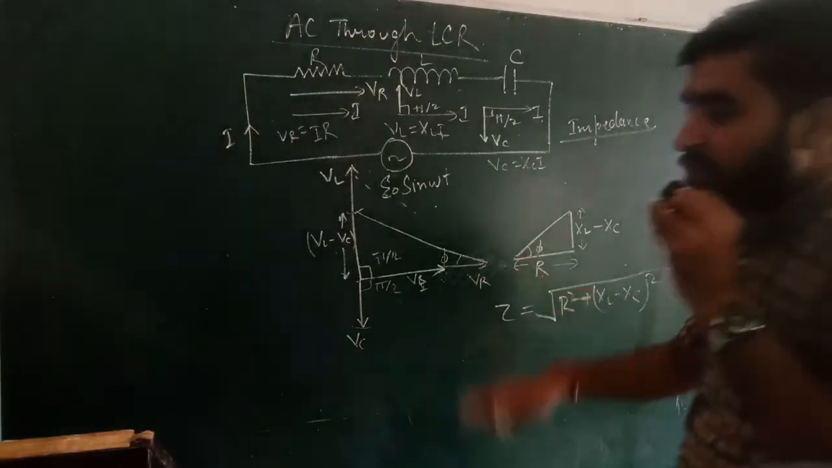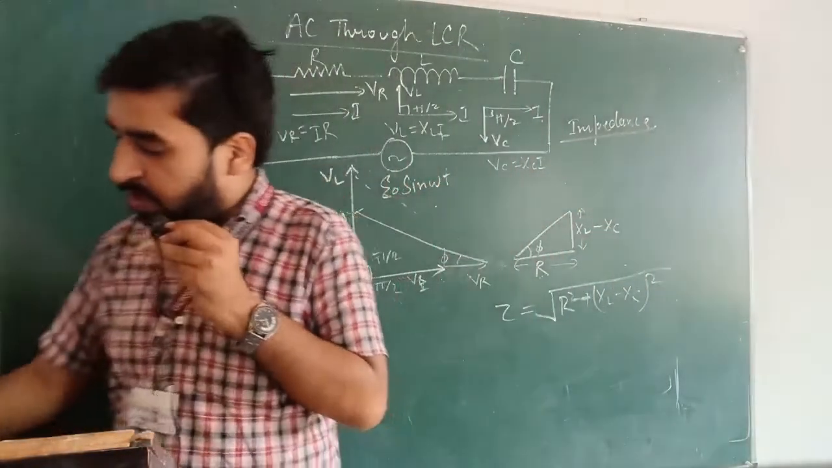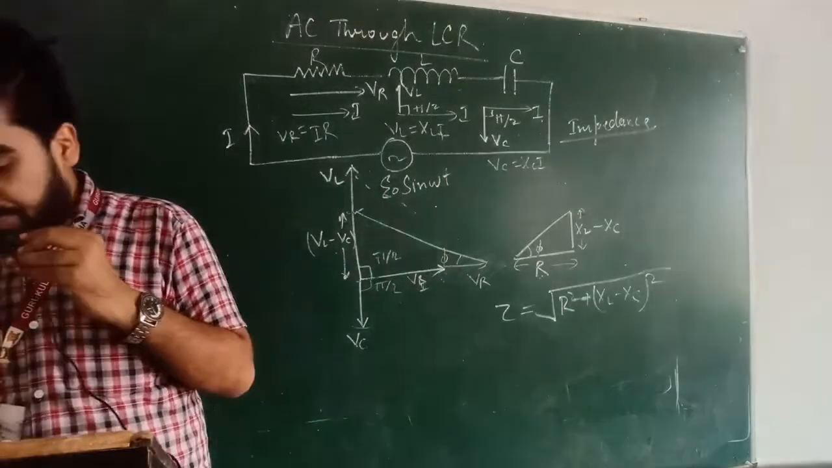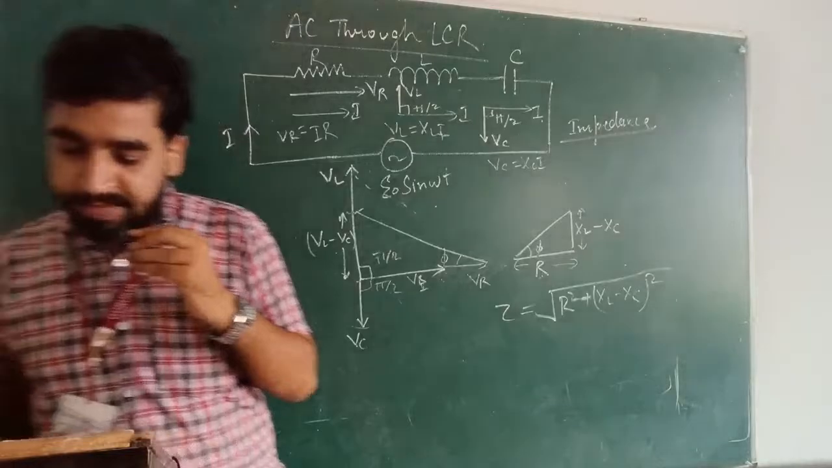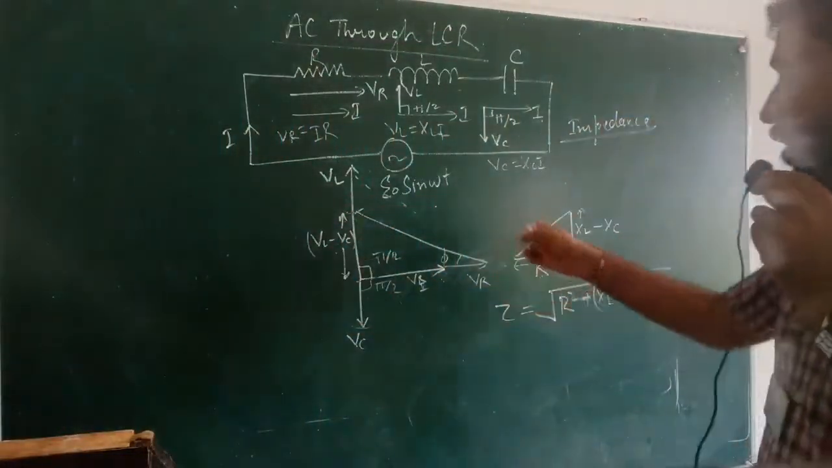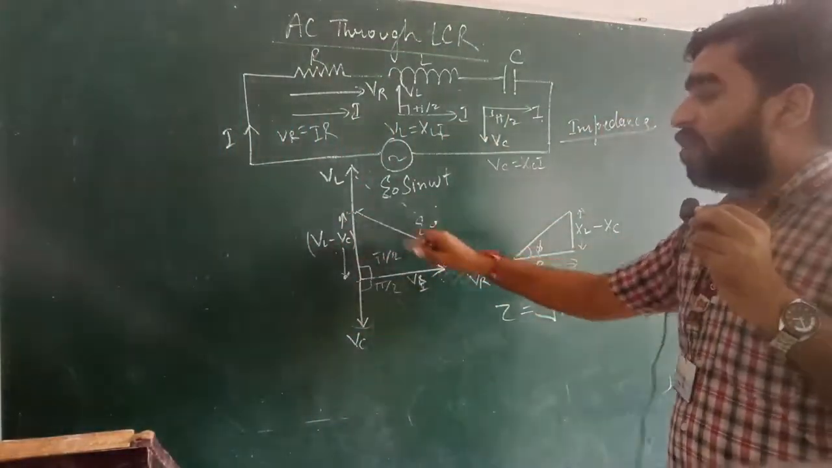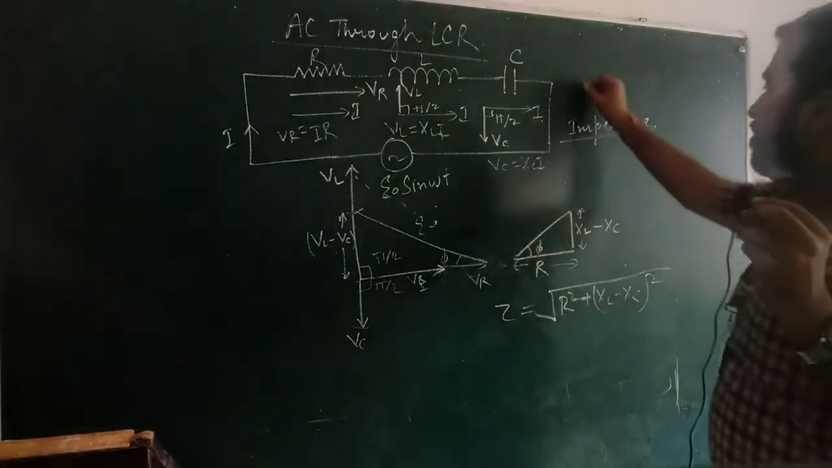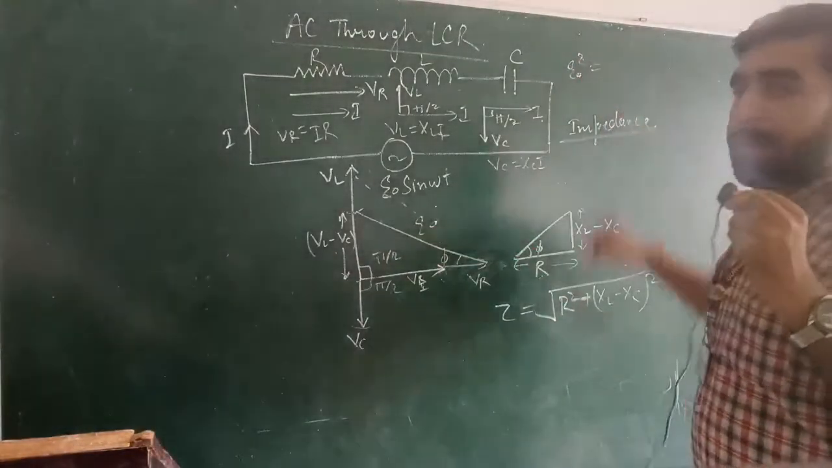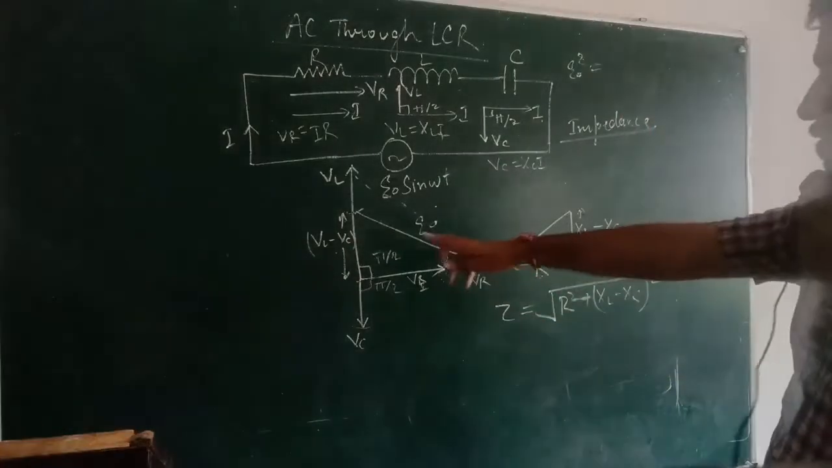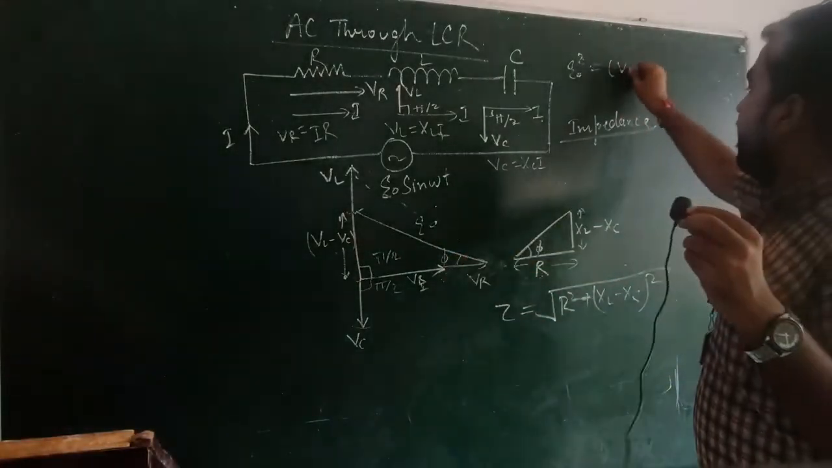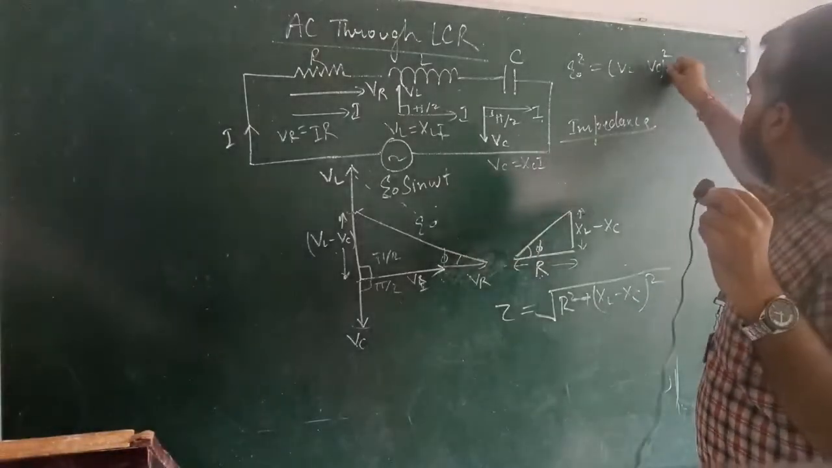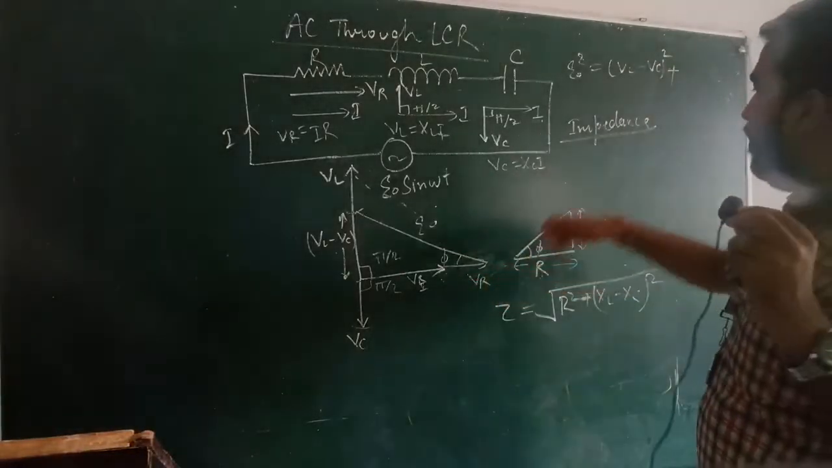Now, suppose you have to calculate the EMF value, the voltage value, from the given circuit. Then we can apply the Pythagoras theorem here as well. Suppose E naught is the overall EMF of this circuit. So E naught square is equal to VL minus VC whole square plus VR square.